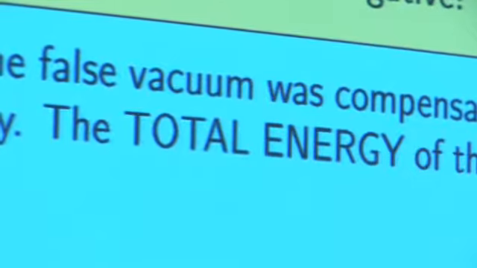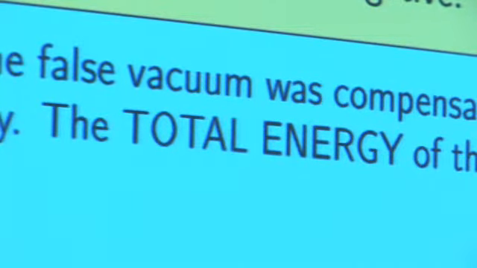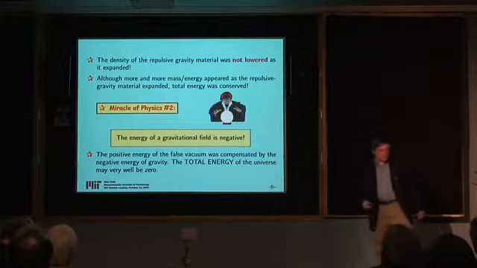And that means that as the universe undergoes this huge expansion at a constant energy density, so more and more energy is appearing in the form of the matter that fills this region, it can be compensated by having more and more negative energy appear in the gravitational field, so that the total energy remains constant, incredibly small, and possibly exactly zero, which I think is the most likely energy given this picture. So the positive energy of the false vacuum was compensated by the negative energy of gravity, and the total energy of the universe may very well be zero. And false vacuum just means this repulsive gravity, negative pressure material that we've been talking about.